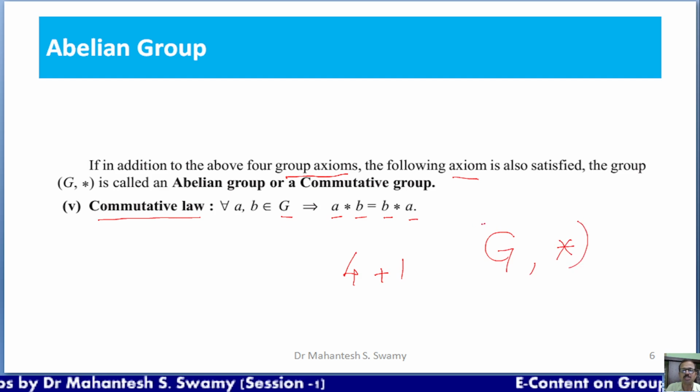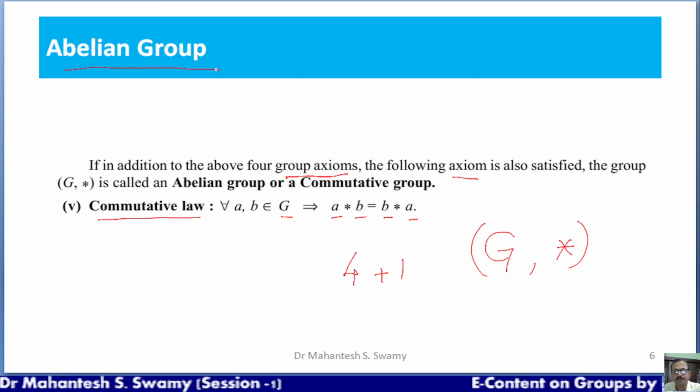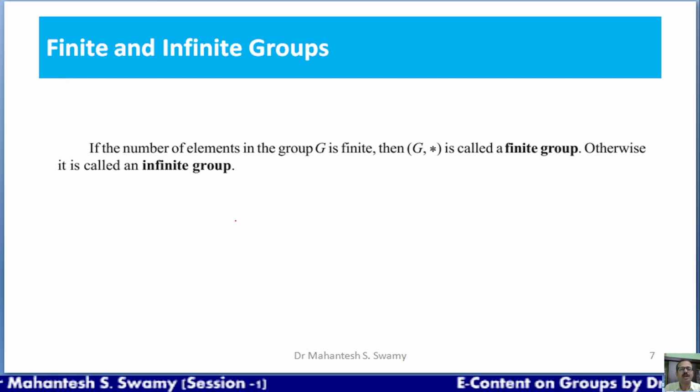So this algebraic structure is now called an abelian group. Now, what are finite and infinite groups? Very simple definition we have. As we have studied a finite set and an infinite set: a finite set is one in which the number of elements is finite. An infinite set is one in which the number of elements is infinite.